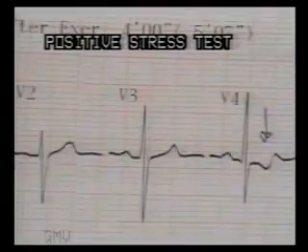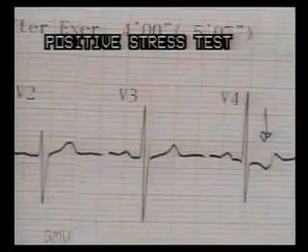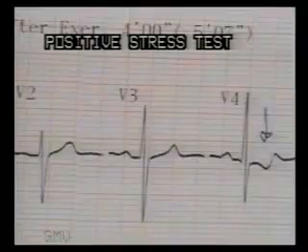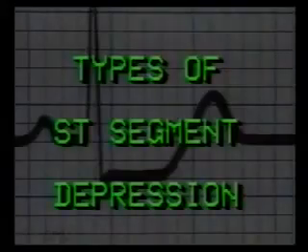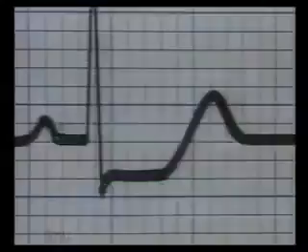The ischemic changes are never seen in leads V1 and V2. The ST segment depression in leads V1 or V2 may be seen only in right ventricular hypertrophy with strain and in true posterior wall infarctions. At this stage, let us see the various types of ST segment depressions.